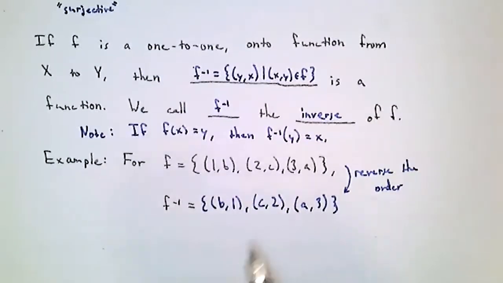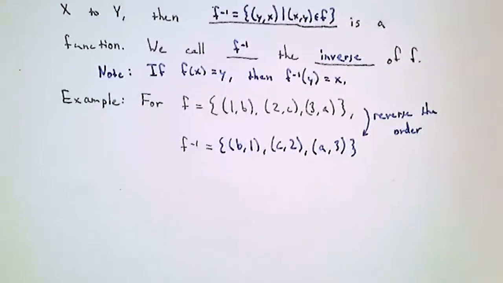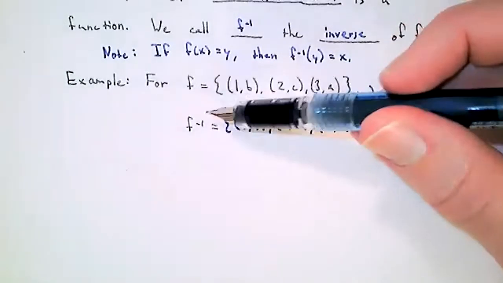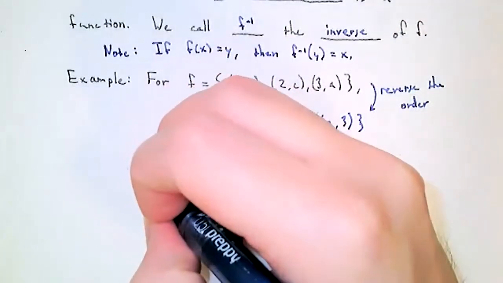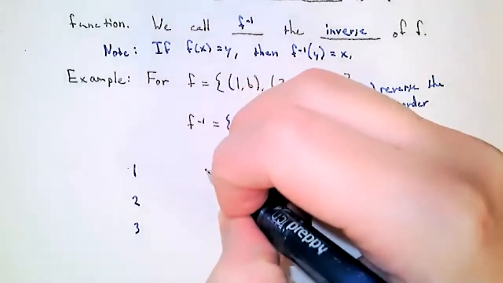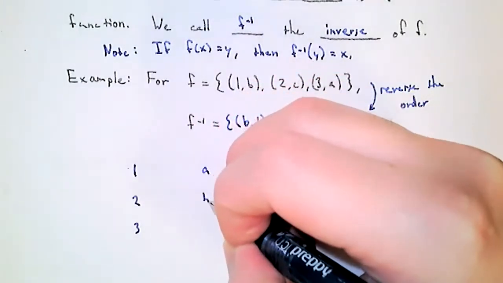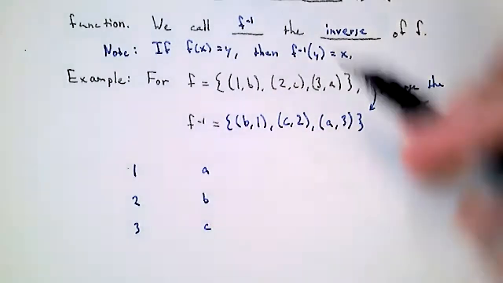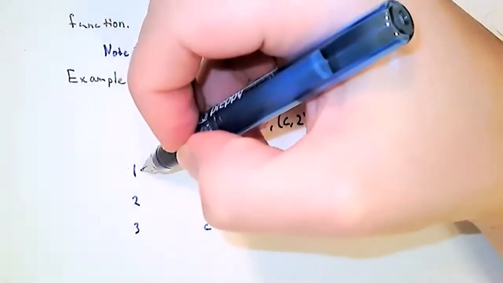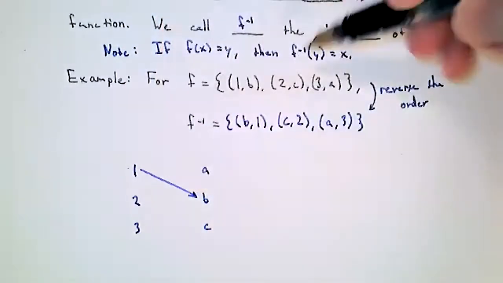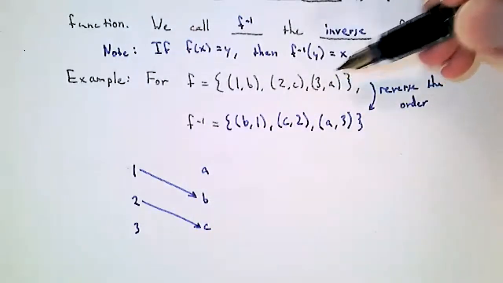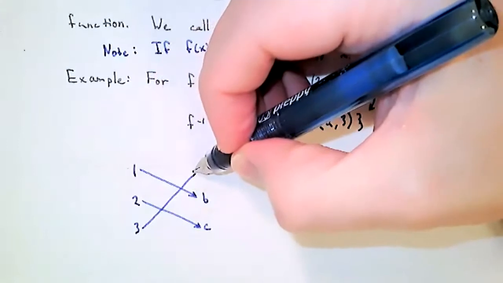Okay, so this is the mechanical way to find the inverse. Let's go ahead and make an arrow chart for both the original function f and for f inverse. So for f, I would have 1, 2, and 3 in my first column, and then a, b, c in my second column. And remember, we draw an arrow from the first element to the second one. So an arrow from 1 to b, and then an arrow from 2 to c, and then an arrow from 3 to a.